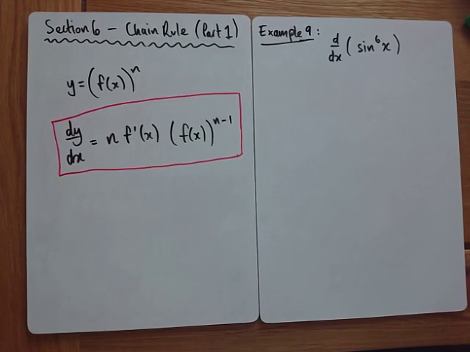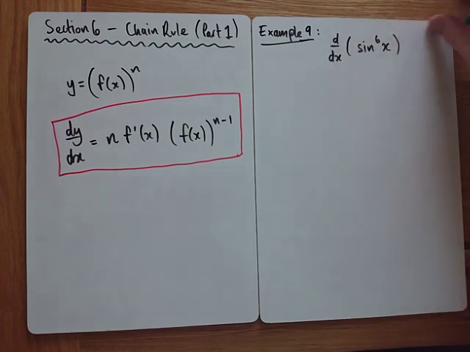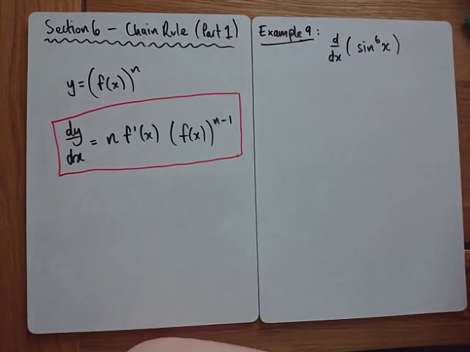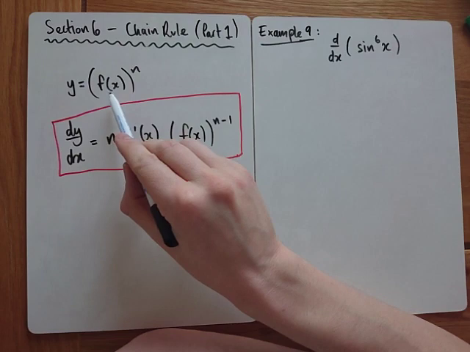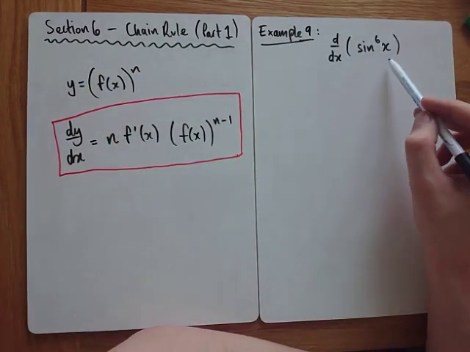Example 9 wants us to differentiate sine x to the power 6, and it's a bit of a funny one. A lot of people get caught out by this one, because it doesn't look like a bracket to a power like the one we had before, where it was a function inside a bracket. Here we've got a function to a power. It's a drawback of the notation that we use with trigonometry.